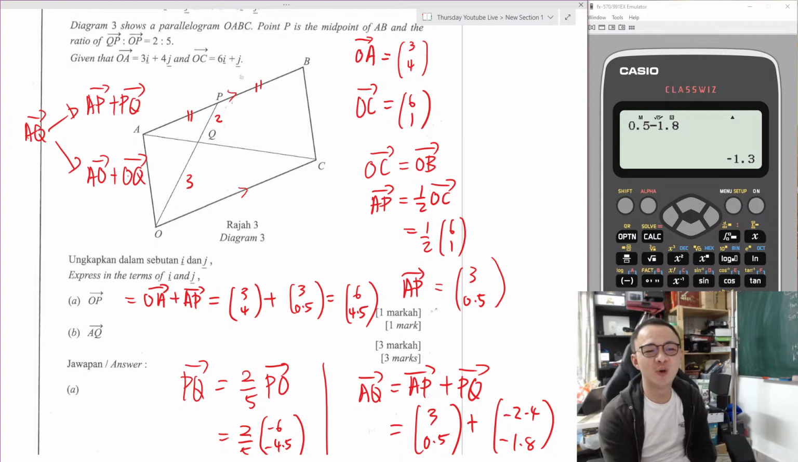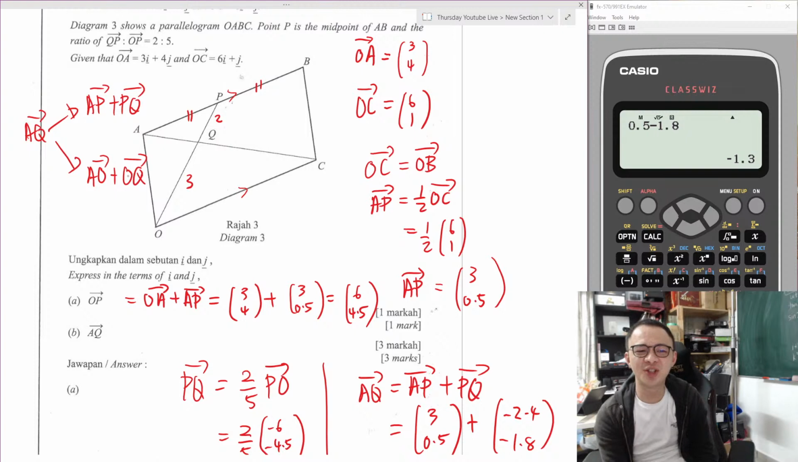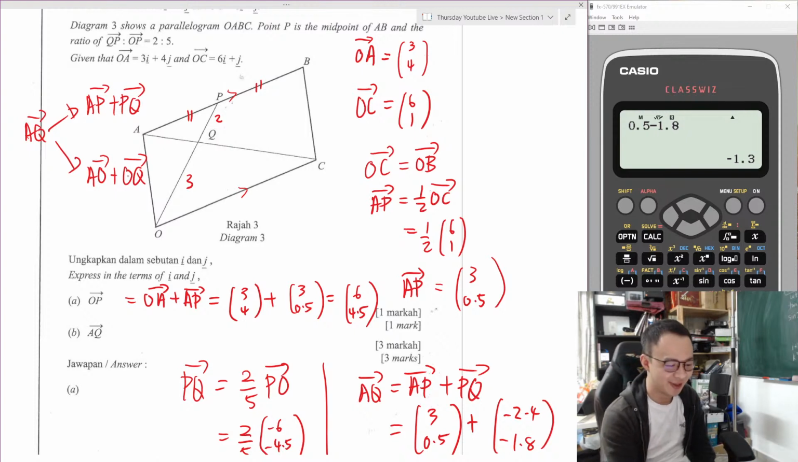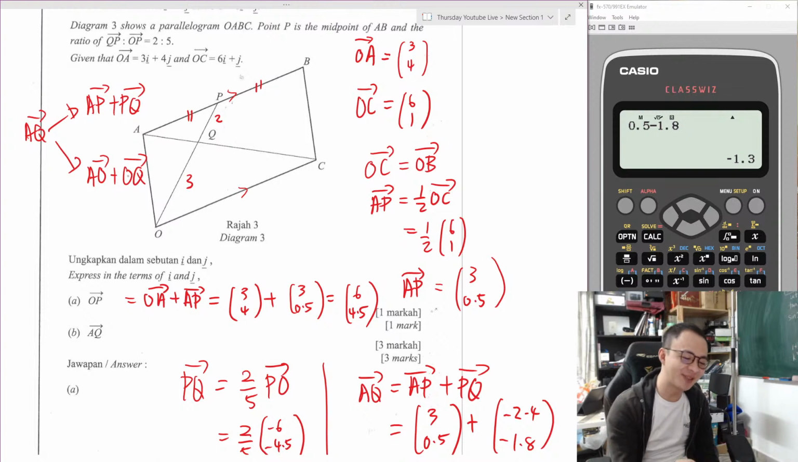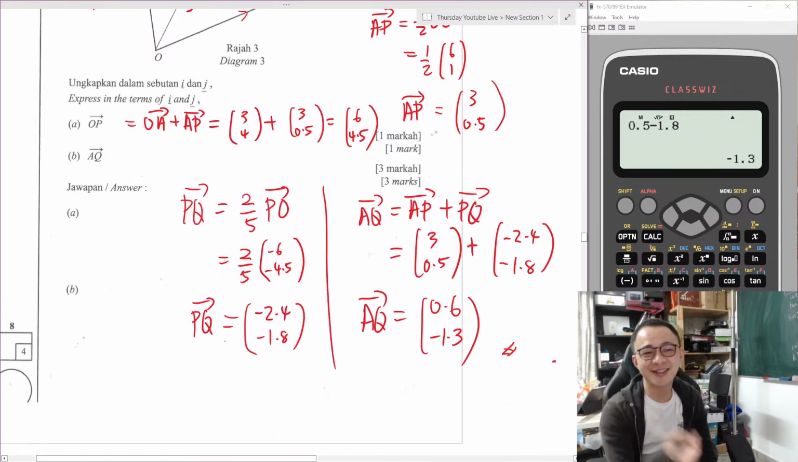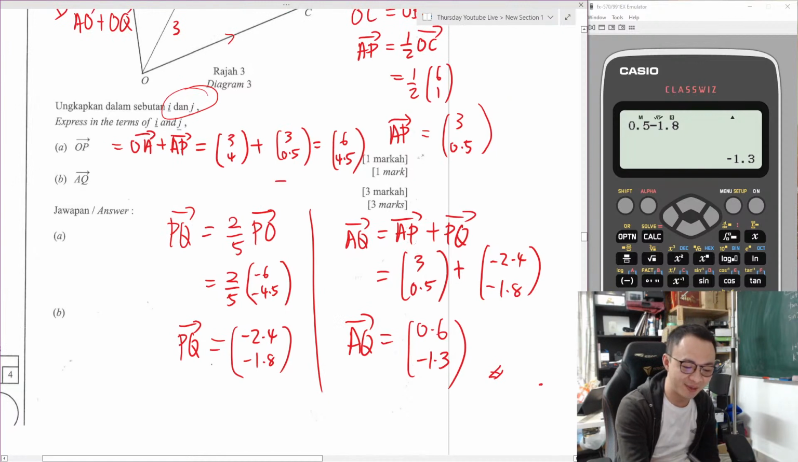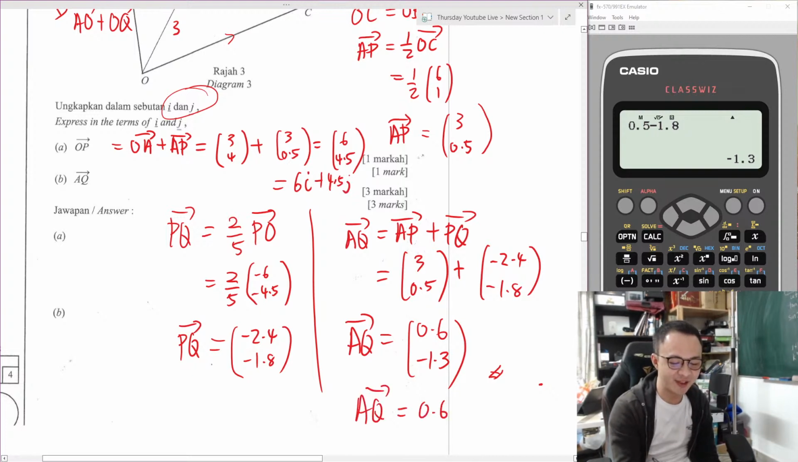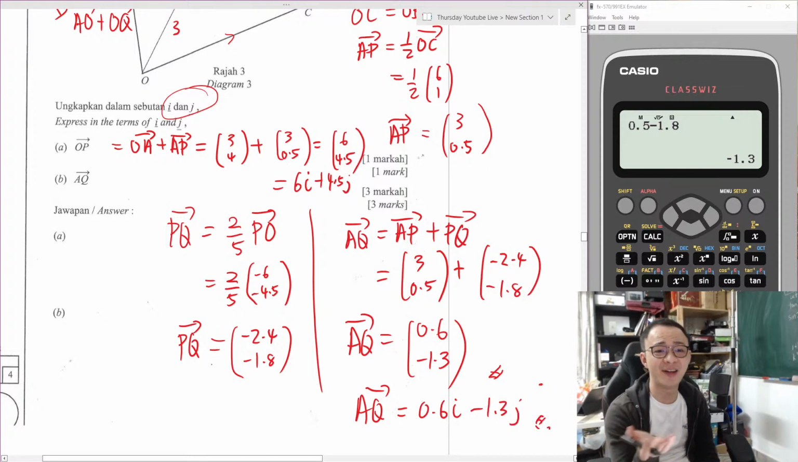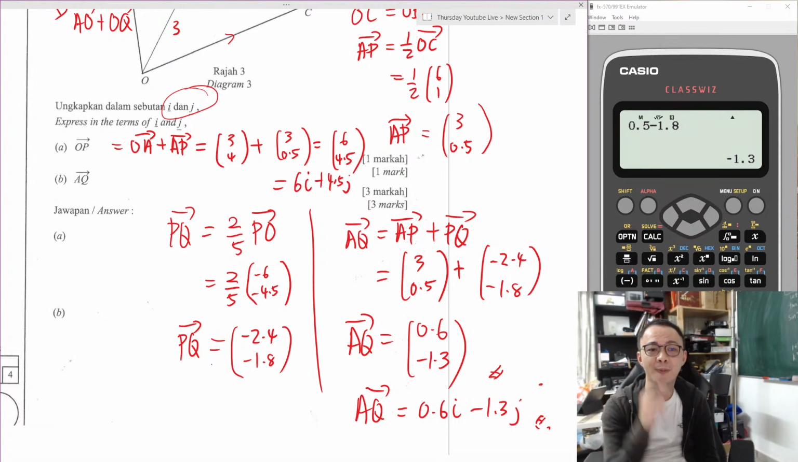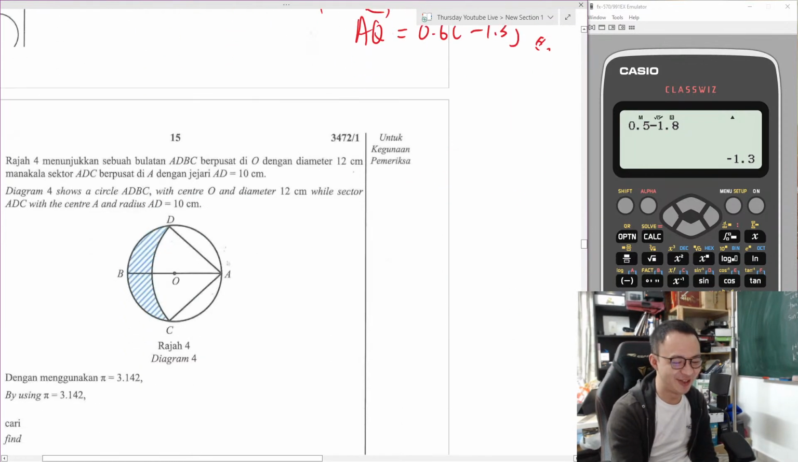So after we found the OP in the column vector, do we need to change back to i and j since the question asked for it? Does the question ask for it? Yes, if the question asks for it, please change. Thanks to the student who reminded me. Since the question wants it in terms of i and j, then just do it. So this one is basically 6i plus 4.5j. Then this one is basically 0.6i minus 1.3j. See, the question wants it in terms of i and j, we'll just change it. I see a lot of students are really smart. Thanks for the tips.